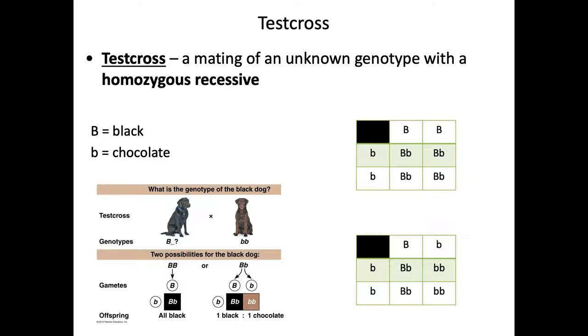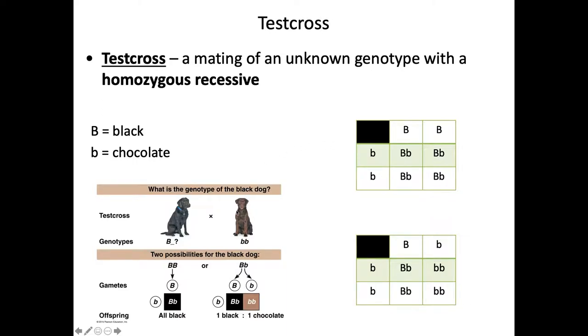So here, a test cross is just like a backwards way of finding out. First, you try to find out what the offspring are, and then that will help determine what the parent is, the genotype of the parent. So this is when we do a mating with a parent that we don't know what the genotype is, with another parent that is homozygous recessive. So the other parent, the known parent, has to be homozygous recessive.